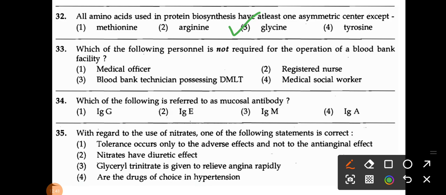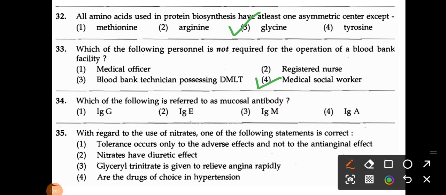The next question, 33: which of the following personnel is not required for the operation of a blood bank facility? The first one is medical officer, then registered nurse, blood bank technician possessing DMLT, and the medical social worker. So as we know, the medical social worker is not required.